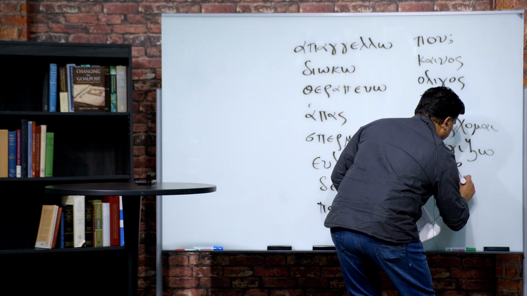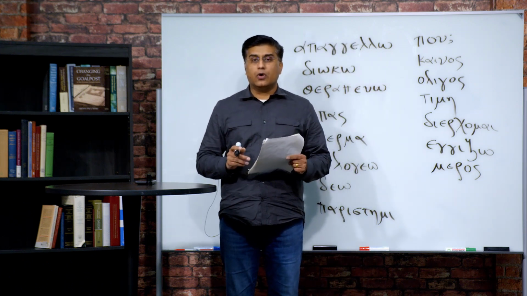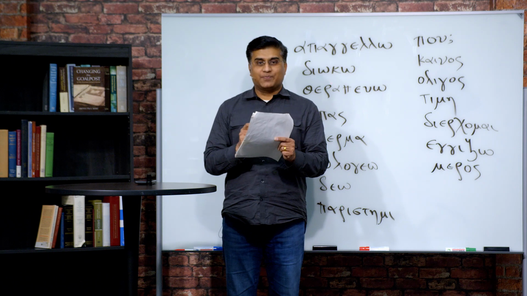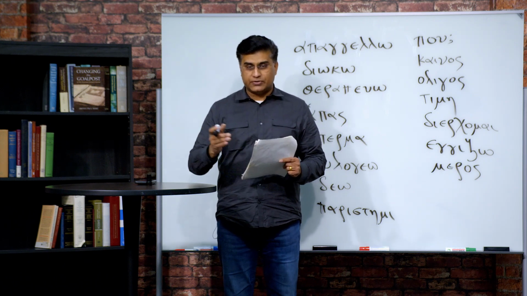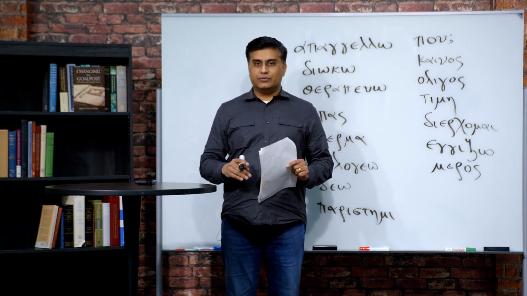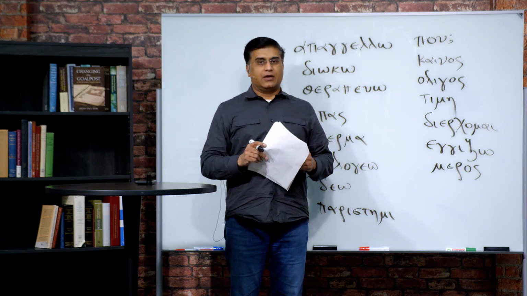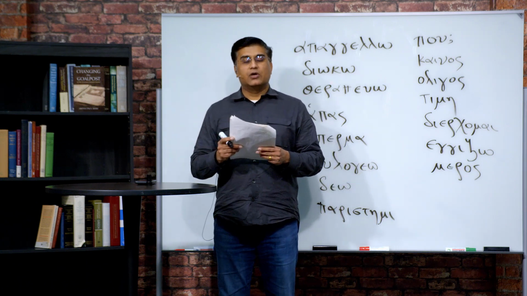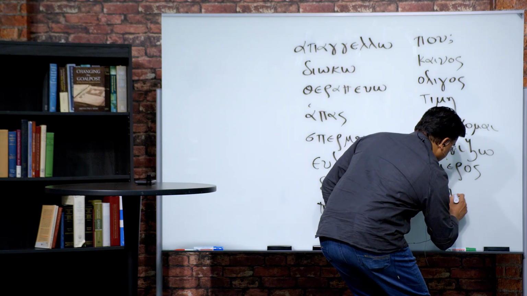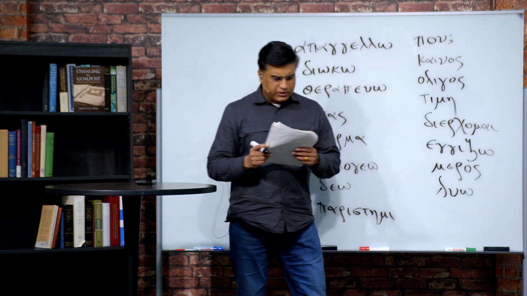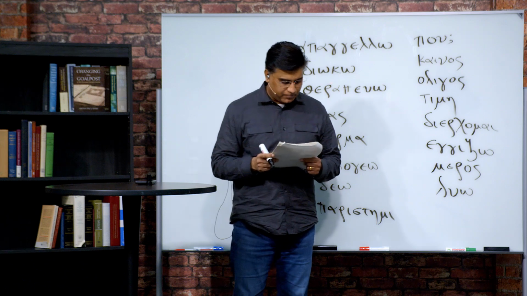Meros, part or portion. Luo, this is one of those very familiar words in the Greek textbooks, often used to show the paradigm for the present active indicative or the imperfect or the aorist. Luo is to loose. And it is frequently used in textbooks, but it's not frequently found in the Greek New Testament.